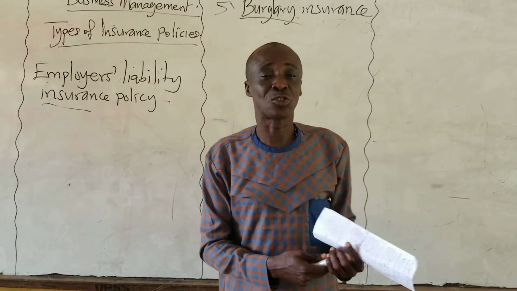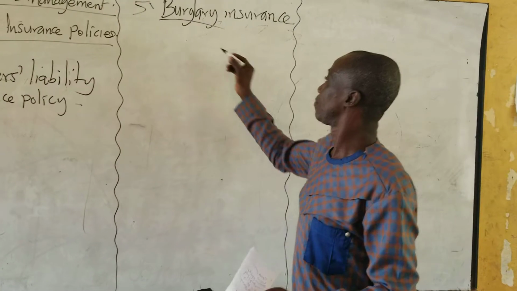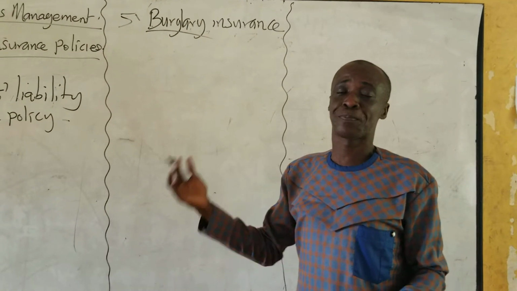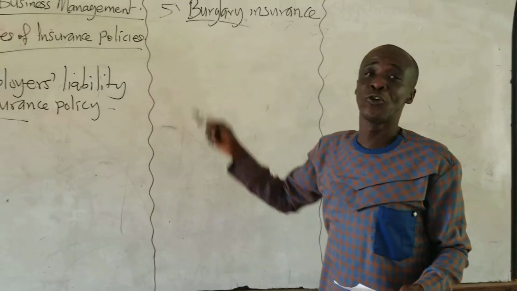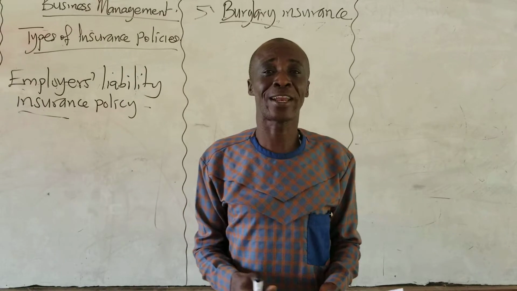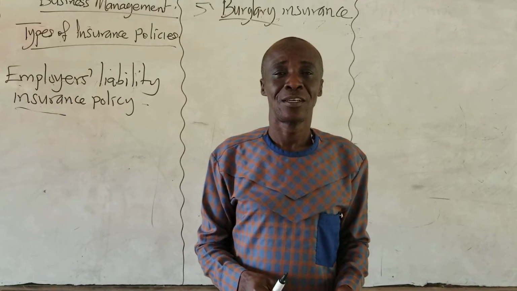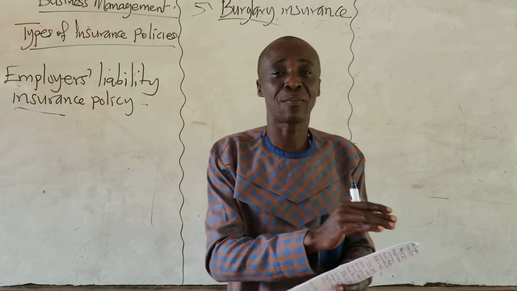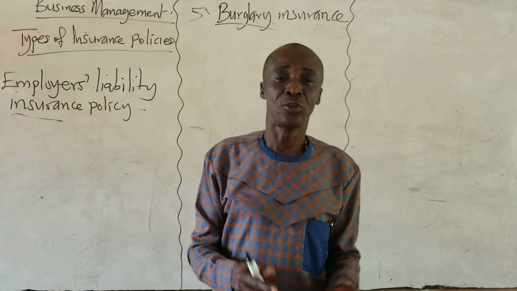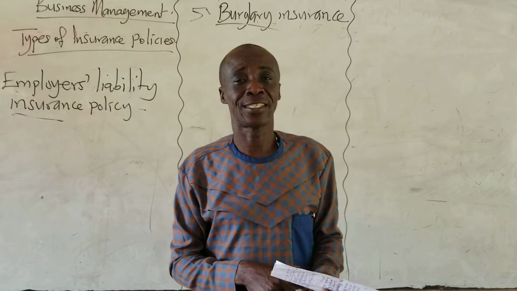So we are moving to the next one, which is the 5th one. Burglary insurance policy. Simple. When you say somebody is a burglar, you understand it. If you have heard of burglar proof, you know what it is.